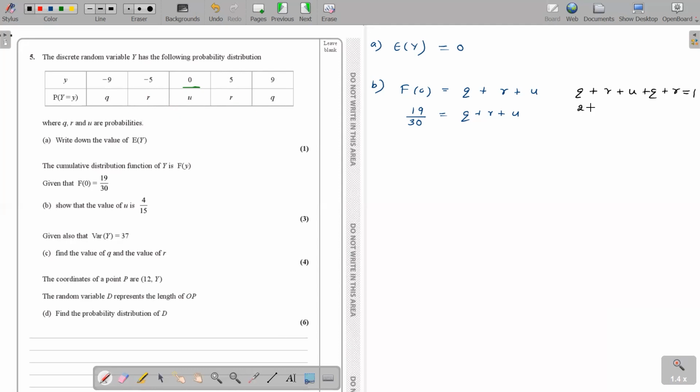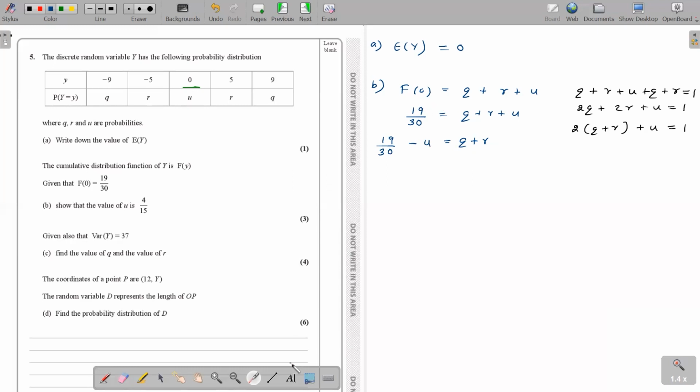Q plus Q is 2Q. R plus R is 2R, plus U equals 1. And then in here, I can take a 2 out. 2 times (Q plus R plus U) equals 1. Are you with me? From the earlier equation, I can make Q plus R the subject. Look at this, Q plus R is equal to 19 over 30 minus U. Do you agree with my equation? I went back to the F(0) equation and made Q plus R the subject. So 19 over 30, the plus U goes as minus U.